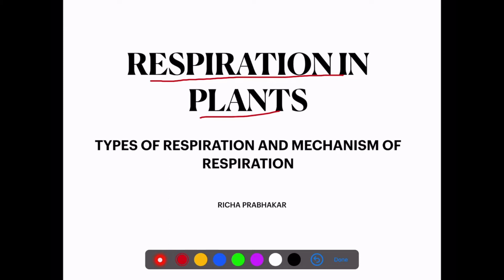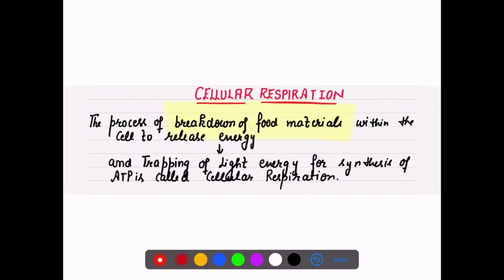Basically, in today's lecture I'm just going to introduce you. I'm not going to start with any kind of cycle. I'm only starting with the introduction part: what is respiration, what are the types of respiration, how aerobic is different from anaerobic, right? I'm not going to talk about glycolysis and the Krebs cycle in the first go. Just let's see what is cellular respiration.